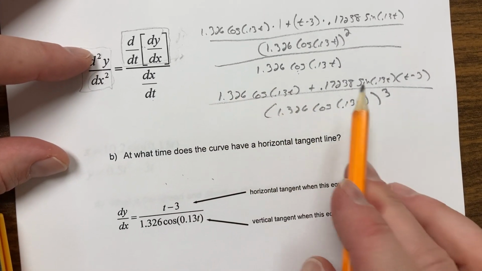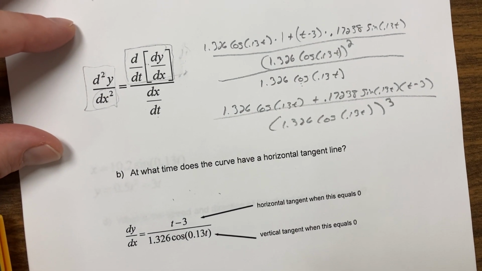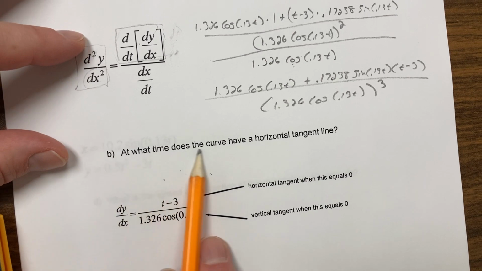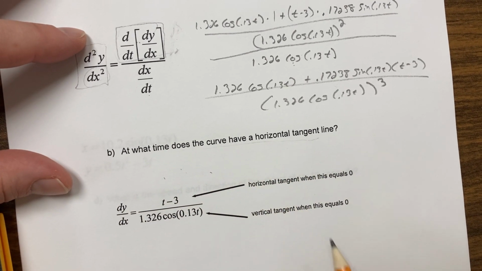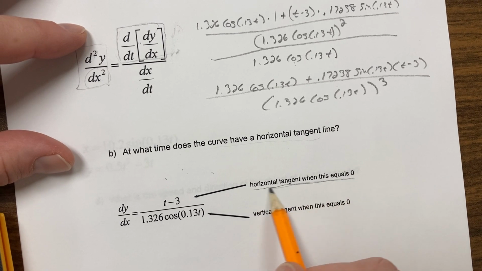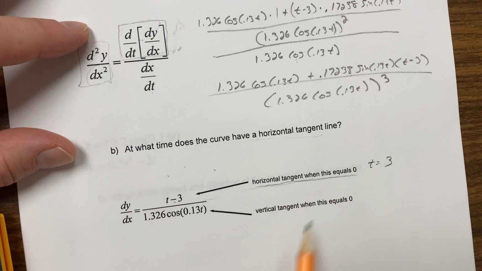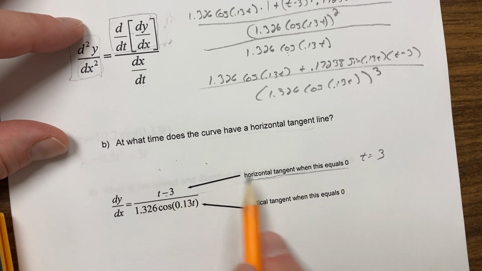Now, how often do they ask us to do that? Every now and then. So we just want to be ready for that. At what time does the curve have a horizontal tangent line? So a horizontal tangent line is going to happen when the slope is 0, and that's going to happen when the top is 0. So for us, that would be at time 3. At 3 seconds, we're going to have a horizontal tangent line.